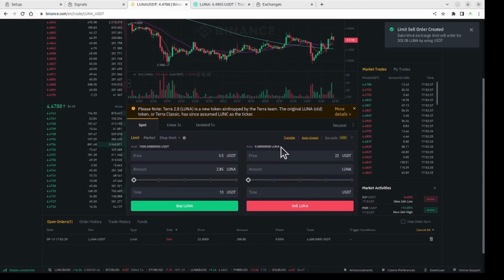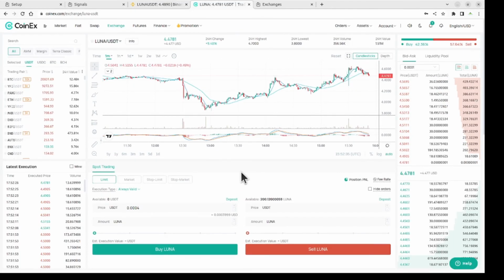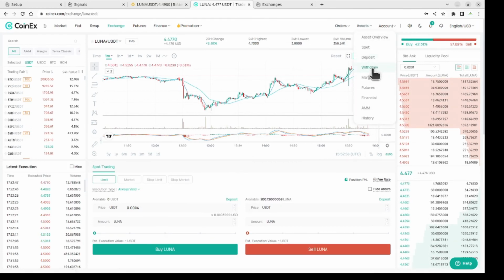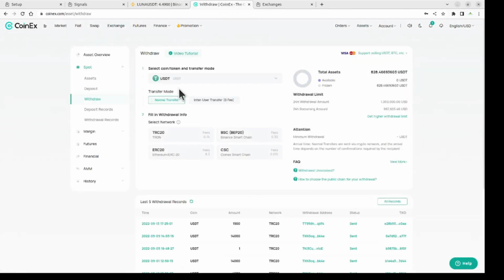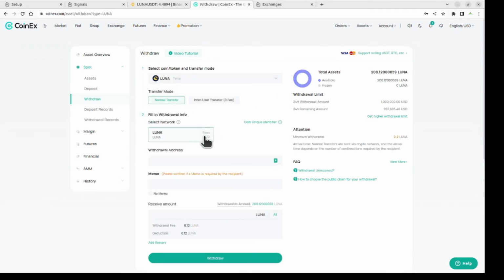It is now 0. So we will want to come to this side and withdraw the Luna from Coinex, which would have increased from just this 200. So when you withdraw like this, there's a fee, and it is 0.12 Luna. So you would want to take the highest fee of the two exchanges.